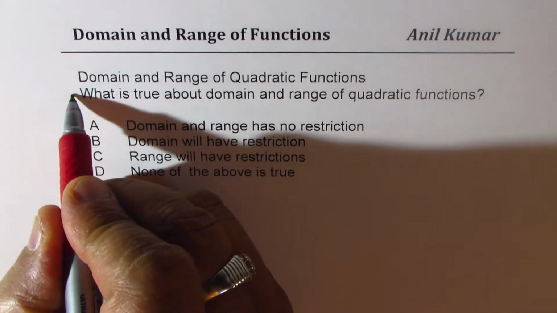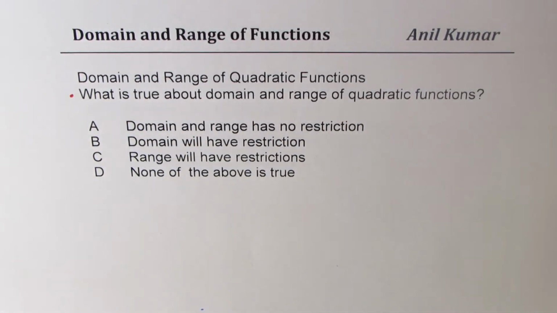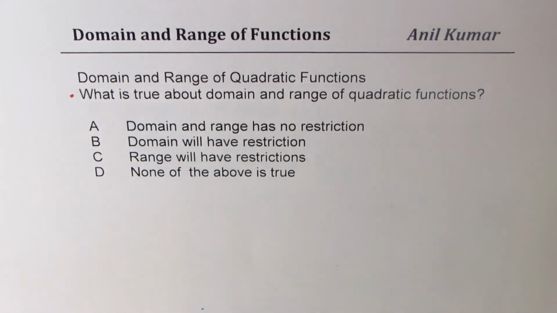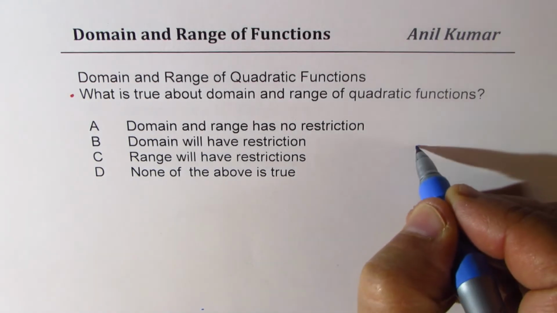Now here's a question for you: what is true about the domain and range of quadratic functions? Four options are: A, domain and range have no restriction. B, domain will have restriction. C, range will have restriction. D, none of the above is true. So I'd like you to pause the video and answer this question.